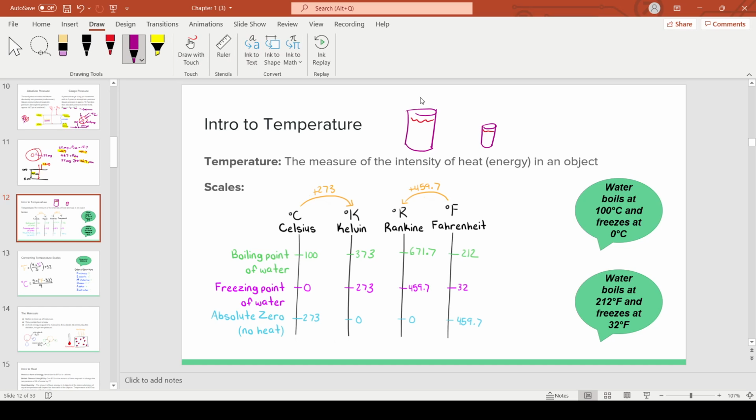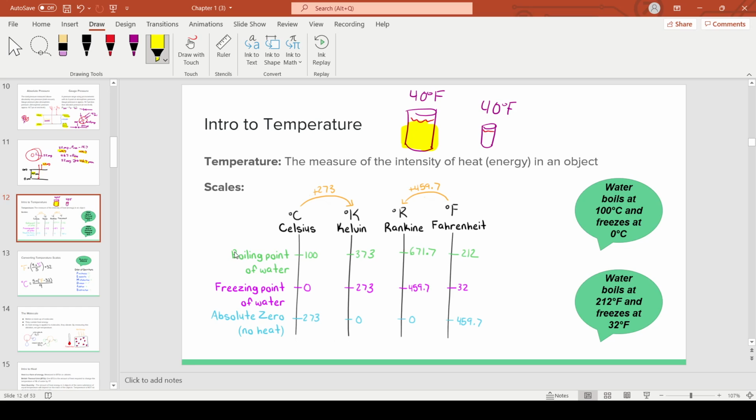So this one is at 40 degrees, right? Nice cool water. And this one is also at 40 degrees. Which one of these has more heat energy? The big one, right? There's more molecules in there to hold that heat energy. They're both at the same temperature, but this one is obviously bigger.